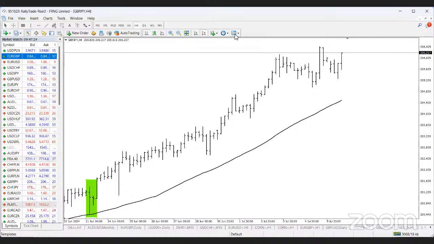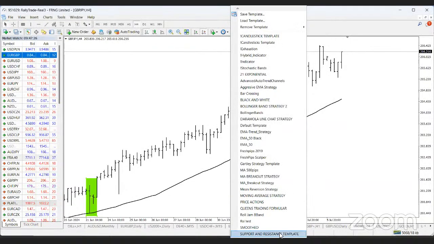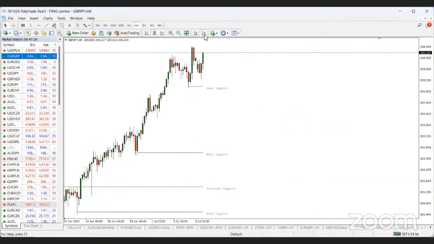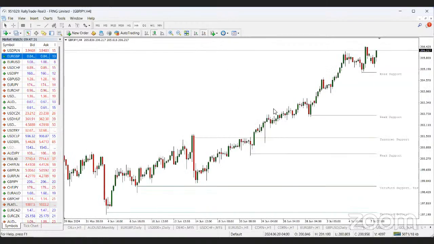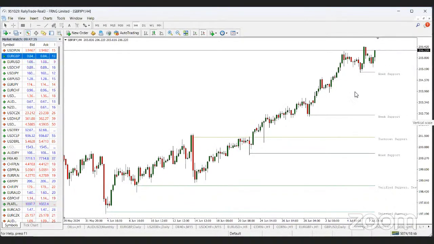If you have this indicator on your screen, on your laptop, look out for this indicator and wait for the price to return to support, and then you can buy. For example, this kind of weak support around 202.730, you can buy.